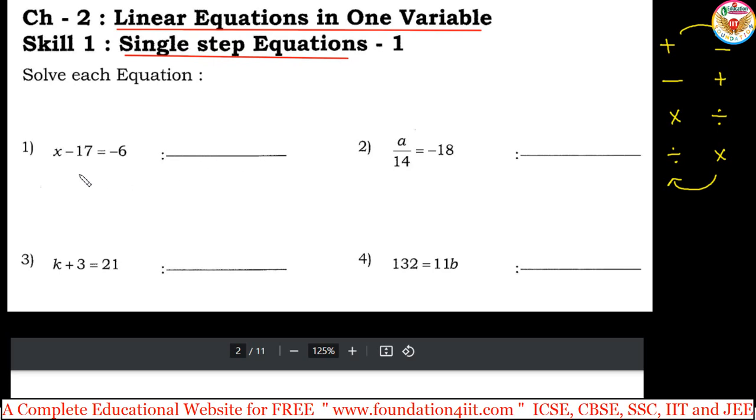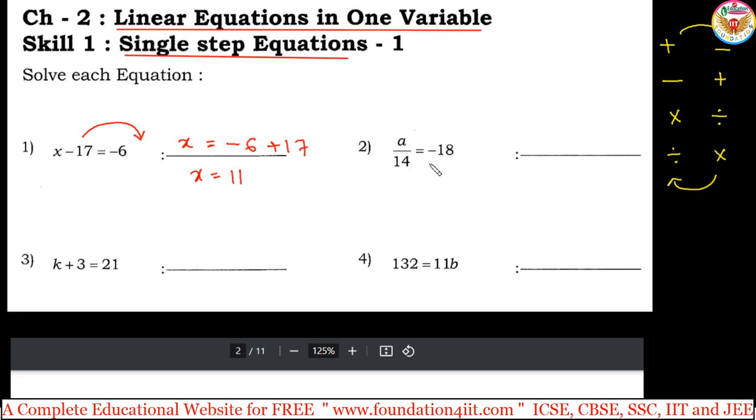Now observe here: x minus 17 is equal to minus 6. 17 is being subtracted from x. When you transpose it to the other side, minus becomes plus. So x is equal to, write the right side first as it is, don't transpose immediately. Then transpose minus 17 to the RHS, it becomes plus 17. Minus 6 plus 17, that is plus 11. x is equal to 11.